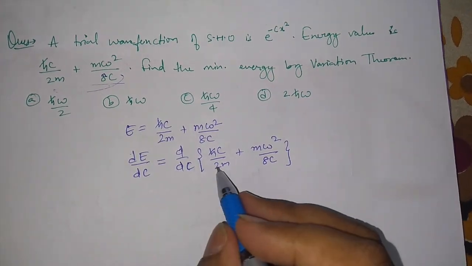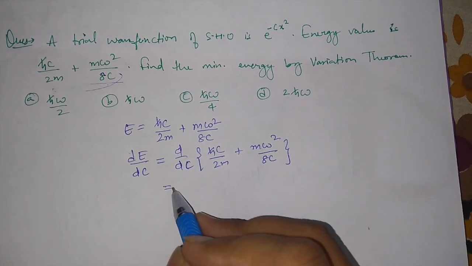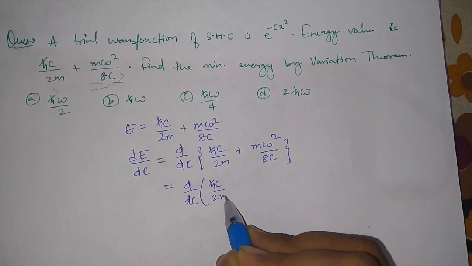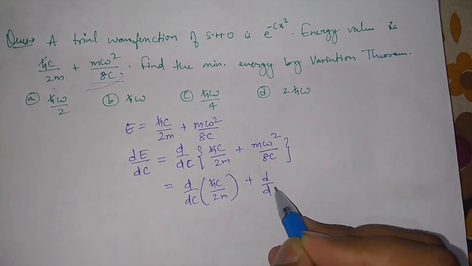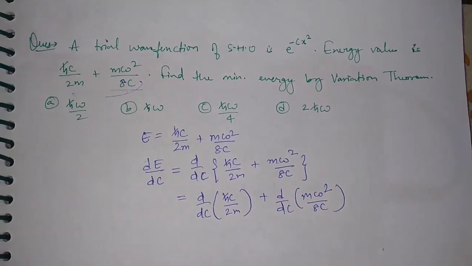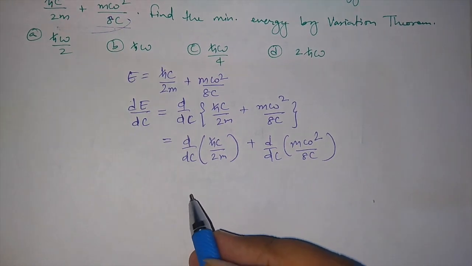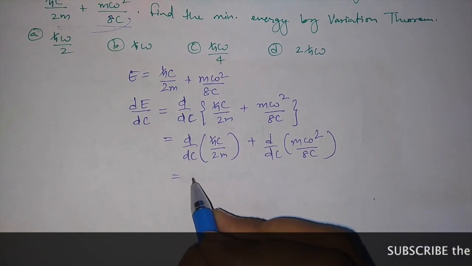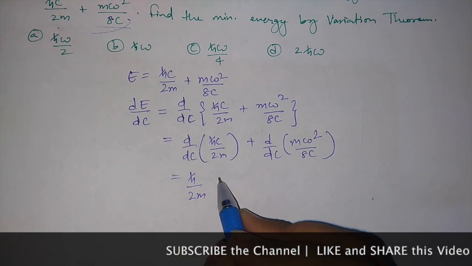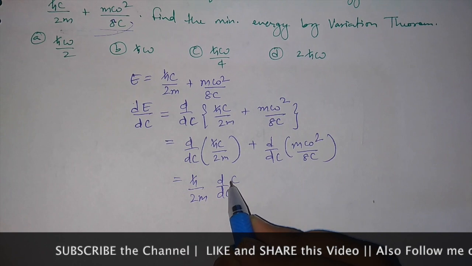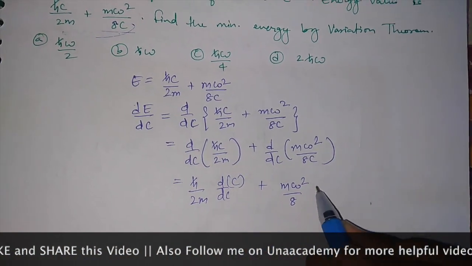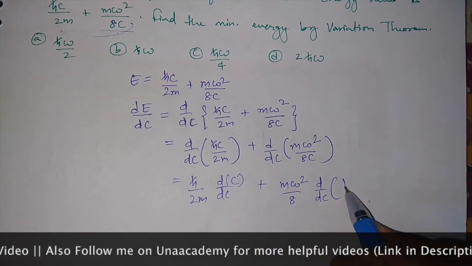Now what you have to do is differentiate both these terms one by one. It will be d/dc of ħc/2m plus d/dc of mω²/8c. Once you start differentiating, ħ and 2m are constant, so ħ/2m comes outside and you differentiate c. Over here mω²/8 is constant, so that comes outside, and you differentiate 1/c.